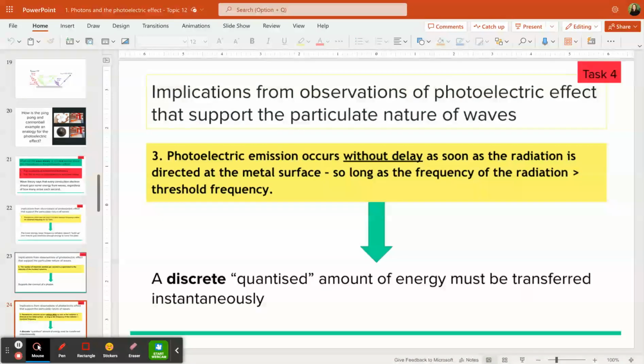In number 3, we said that the photoelectric emission occurs without delay. And so this implies that we have a discrete, quantized amount of energy being transferred from the light to the electron instantaneously. There's no build-up over time. The photon interacts with the electron, transfers that energy immediately, the electron can leave.